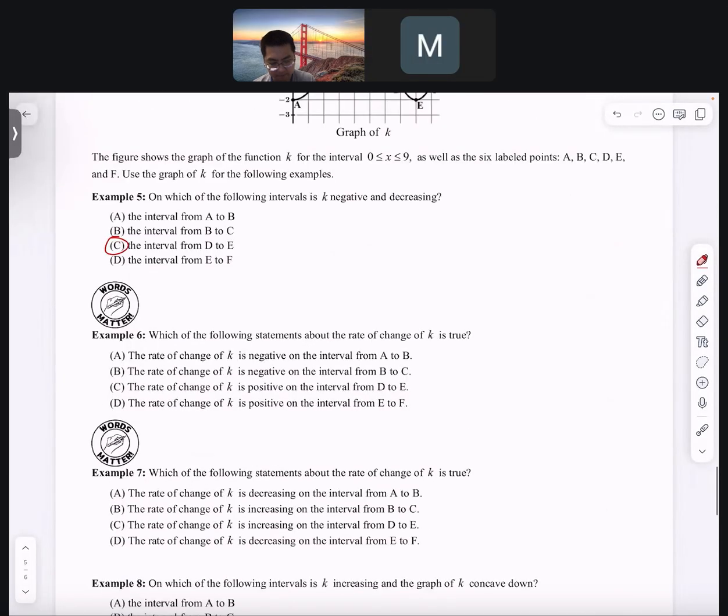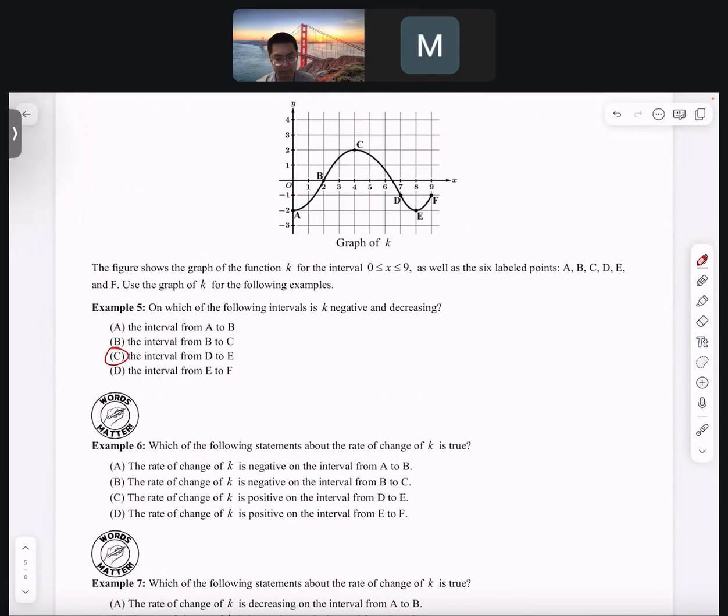Okay, here. Which of the following statements about the rate of change of k is true? The rate of change of k is negative on the interval from A to B. So the rate of change is negative, which means it's got a negative slope. From A to B, does this have a negative slope? Nope. This has a positive slope. So it can't be this one. The rate of change of k is negative on the interval from B to C. Well, this rate of change, the slope, you guys, is positive, so that's another no.